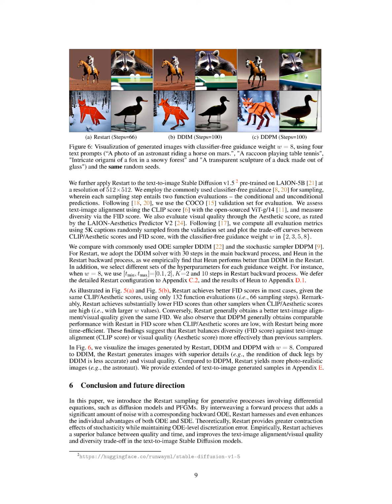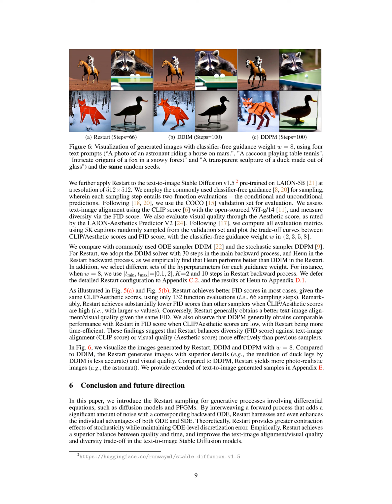Our results demonstrate that restart generally achieves better FID scores, given the same CLIP aesthetic scores, and this was accomplished with only 132 function evaluations, or 66 sampling steps. Remarkably, restart outperforms other samplers in terms of lower FID scores when CLIP aesthetic scores are high, which correspond to larger guidance weight values. Conversely, restart also tends to achieve better text-image alignment and visual quality for the same FID. Interestingly, we noticed that the DDPM method achieves similar FID scores to restart when CLIP aesthetic scores are low. However, restart does this more efficiently.